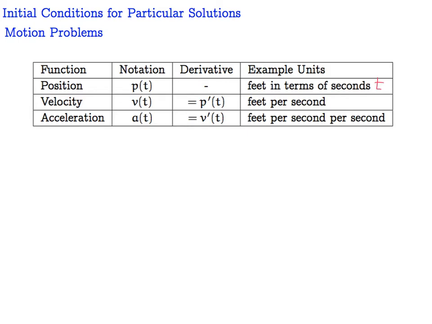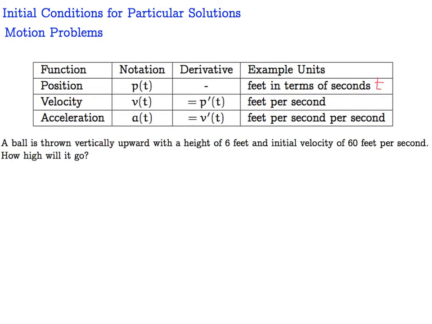Well, then its derivative is going to be velocity, usually given by v of t. It's the derivative of position. Units are feet per second. And last we have acceleration, usually given by a of t. You know, there's not a lot of clever name choice for your functions. It's the derivative of velocity, and its units are feet per second per second.